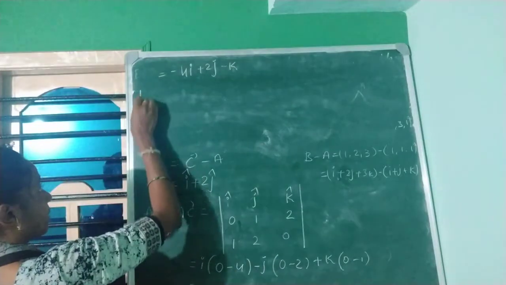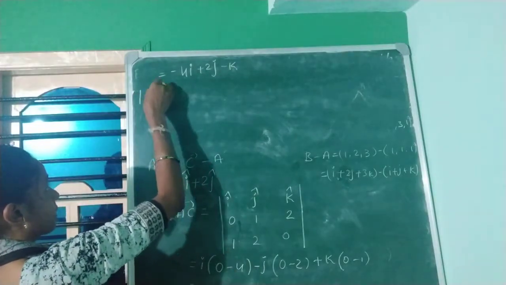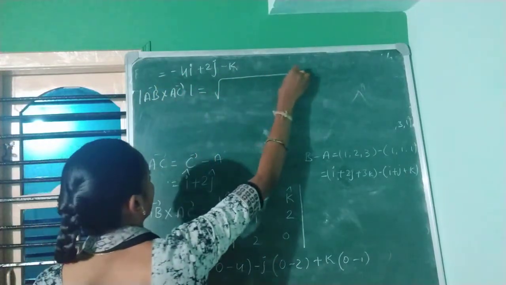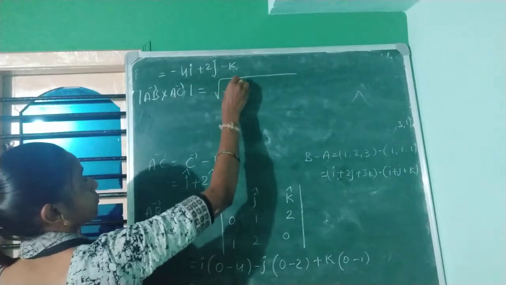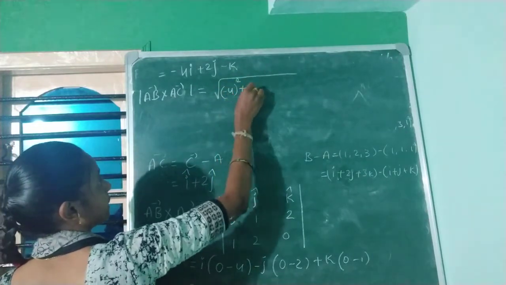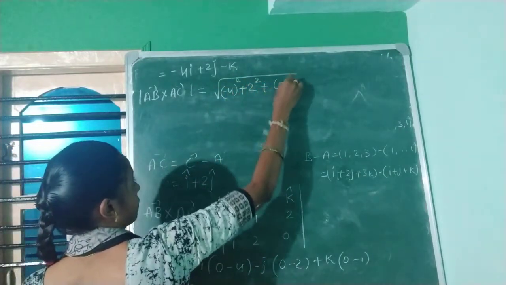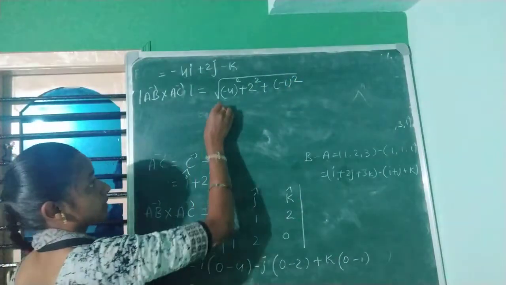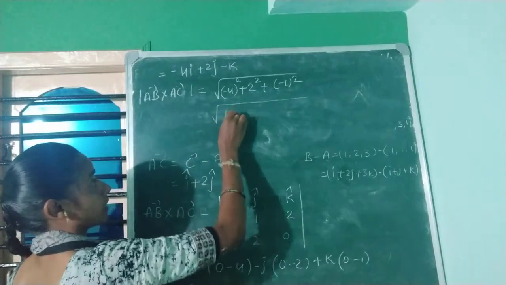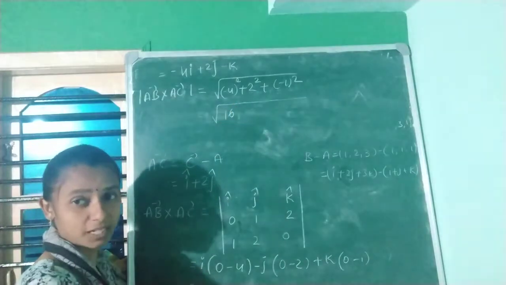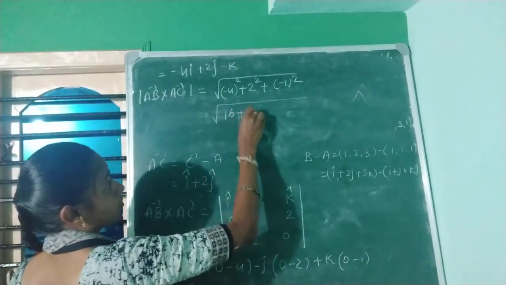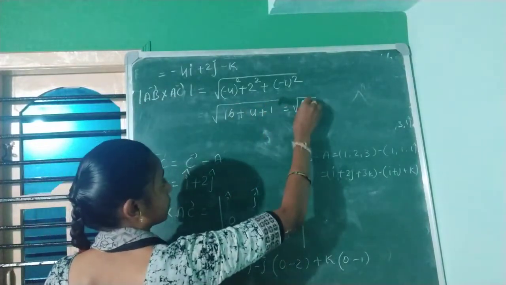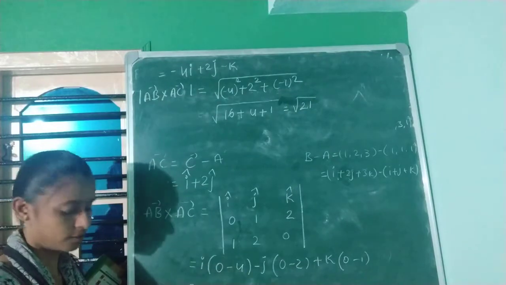We need to find the magnitude of AB cross AC, which is nothing but square root of minus 4 whole square plus 2 square plus minus 1 whole square. Next, minus 4 square is, again it is a plus 16, don't write it as minus 16. Then plus 4 plus 1, and this is what, root 21.